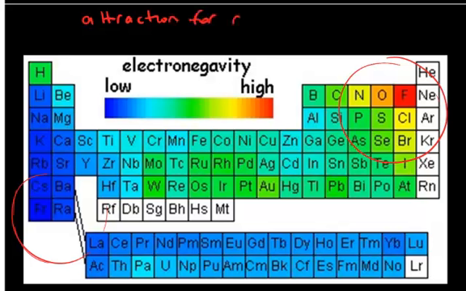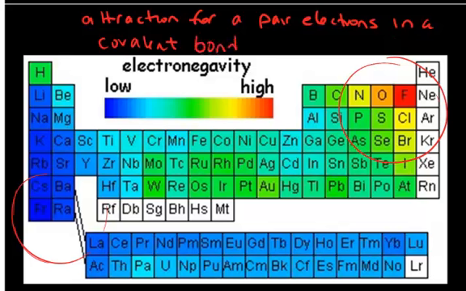for a pair of electrons in a covalent bond. So we use electronegativity to understand the attraction of the electrons in a covalent bond. A greater value for electronegativity means that it has a greater attraction.